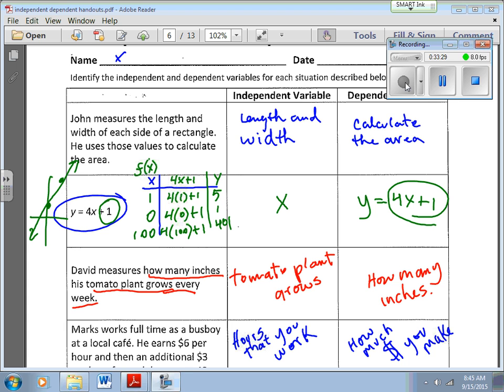Volume or gumballs, which one is dependent? The number of gumballs that are packaged in a box. Now, think about this.